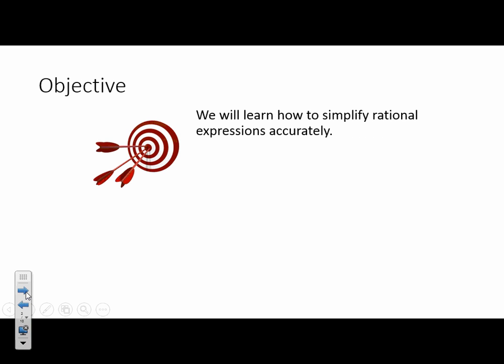Remember, our big objective is we're trying to learn how to simplify these rational expressions accurately, no matter what the operation is. If we're going to add them, subtract them, multiply, divide them, or just simply simplify them, how in the world do we do that? So we're learning the skills necessary.